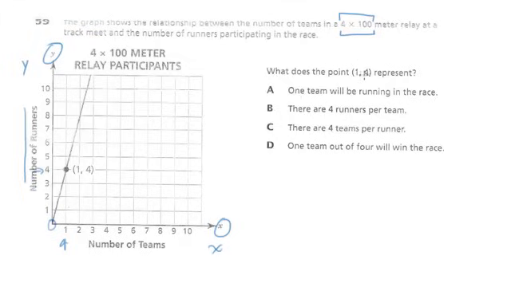Now it's as the question says, what does the point 1, 4 represent? Well, one thing that's coming to my mind is that it looks like 1, r, so it looks like this gives you the unit rate, but the answers that it looks like it's giving us are all real world descriptions. So what does the point 1, 4 represent? Well, I'm saying 1 is the number of teams, so 1 team, and the 4 is the number of runners. Now let's see which is closest. 1 team will be running in the race.